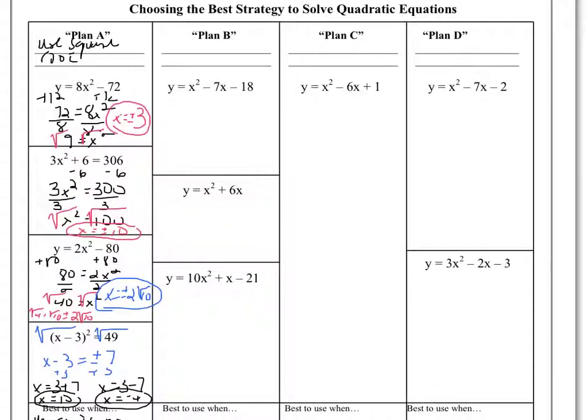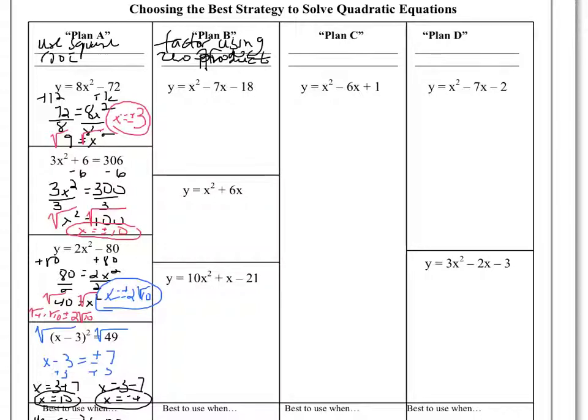All right, so plan B. This looks like it's a trinomial in the first one. It looks like I can easily factor this. So in this case, for plan B, I'm going to factor and use the zero product property. Okay, so factor using zero product. Remember that we did learn these before, so you can always look back in your notes and refer back to it.